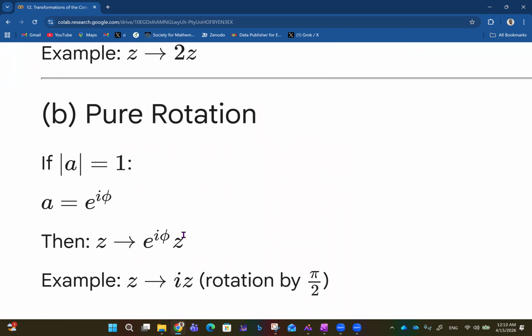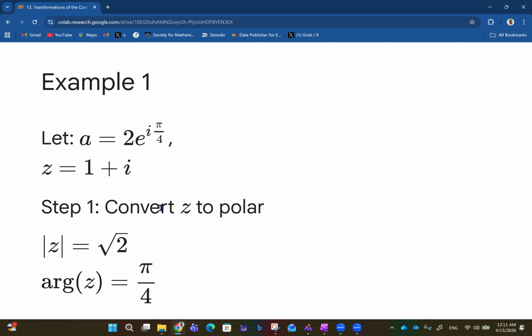So let A be 2e^(iπ/4) and Z is equal to 1 plus i, right? So step one, since A is in polar form already, you also want to convert Z to polar form. And to do that, Z is re^(iθ), yeah?